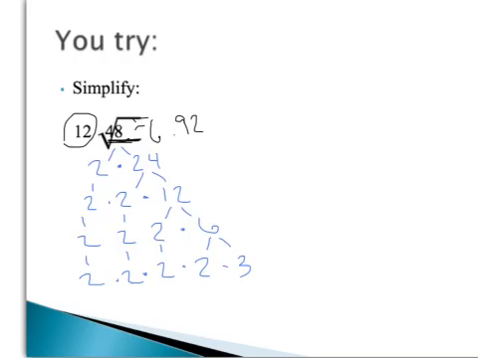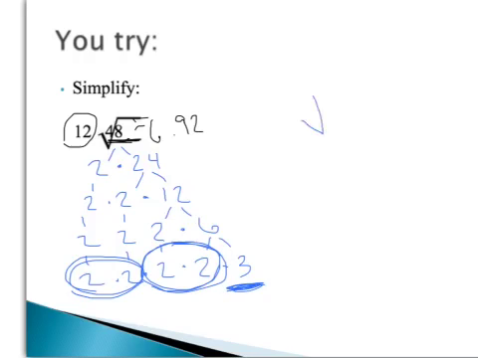So start looking for your buddies. We have a pair of 2s. So these guys are buddied up. And then also we have another pair of 2s. So these guys are buddied up. And then we have a 3 left over. So you're going to draw your house. Remember, all the buddies can go out.